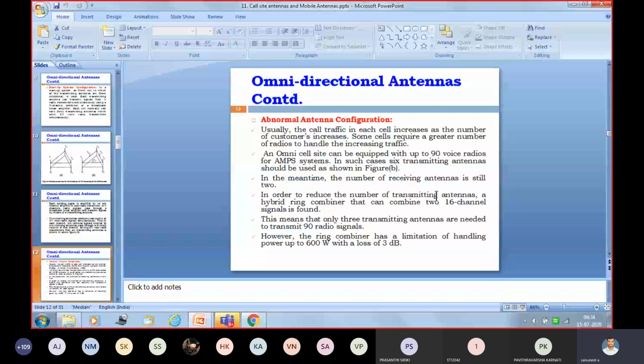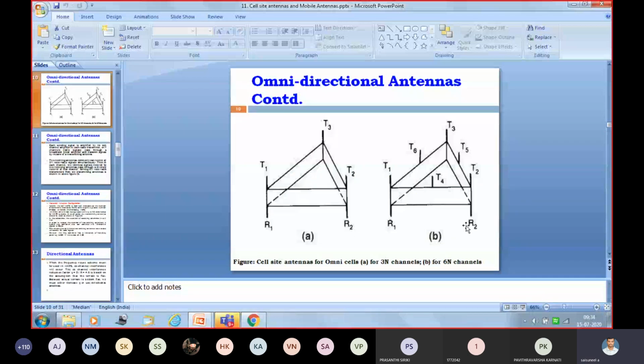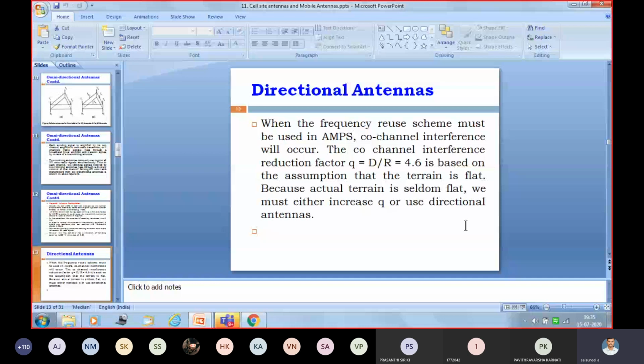Next, we have to go for the next type of antenna, the directional antenna. Why are we going for directional antennas? What is the use and what are the drawbacks of omnidirectional antennas? How to rectify them in a directional antenna system? The directional antenna system is used first to reduce co-channel interference, and to implement frequency reuse in a proper way. That's why we are going for directional antennas.